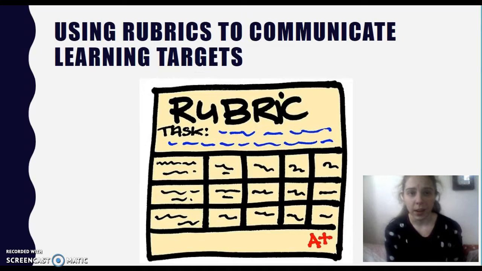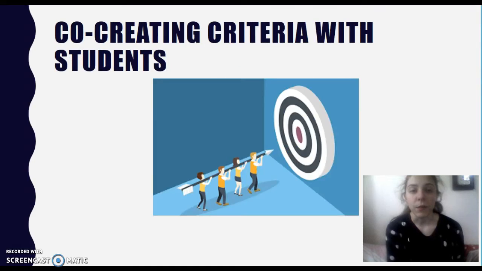Using rubrics to communicate learning targets. For this, a rubric must be diagnostic, and its content derives from the learning target. A good rubric answers the question, where am I going? Rubrics that are descriptive in their language do a better job of yielding information. In co-creating criteria with students, you should ask the students what they think constitutes quality. You should share some examples of strong and weak work, and you should compile a brainstorm list to decide on your criteria.